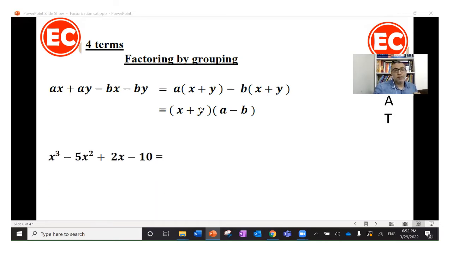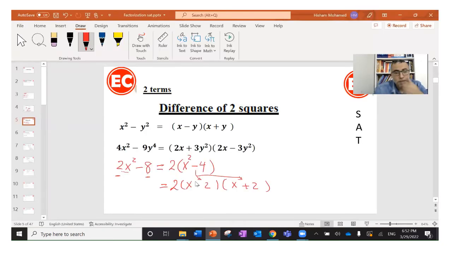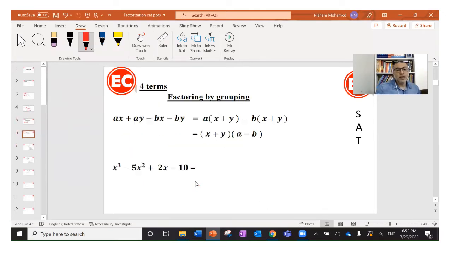Now I have another example: x power 3 minus 5x squared plus 2x minus 10. Minus what? Minus 10. And how to solve this one? I'm going to write the first two terms together: x power 3 minus 5x power 2, plus 2x minus 10. Notice that the sign here is positive. I didn't change anything.